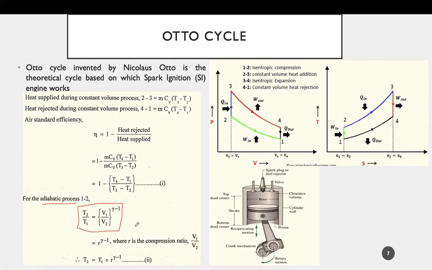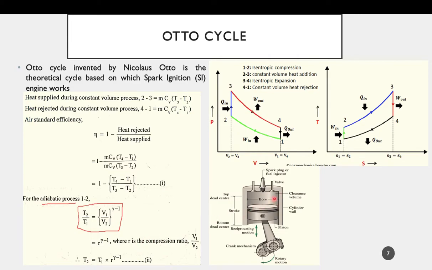Now, coming to V1 by V2. See, V1 by V2 is actually known as the compression ratio, r. What is V1 and what is V2, or what is compression ratio r? Compression ratio r is the ratio of total volume to clearance volume.